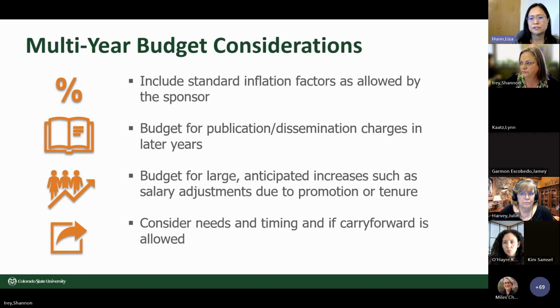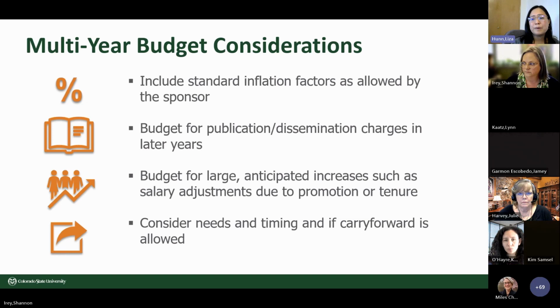Multi-year budget considerations. Include inflation in KR. It's set. The default is 3%. So if you auto calculate, if you can include it, include inflation.